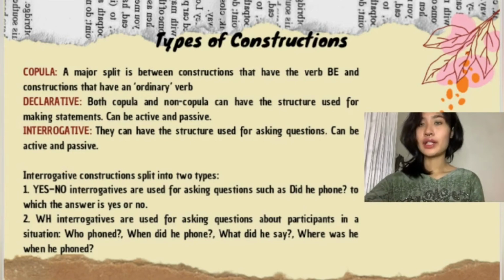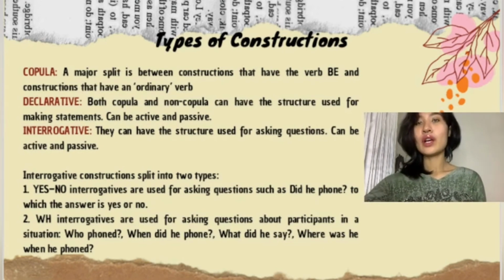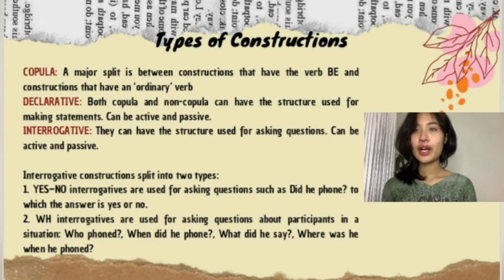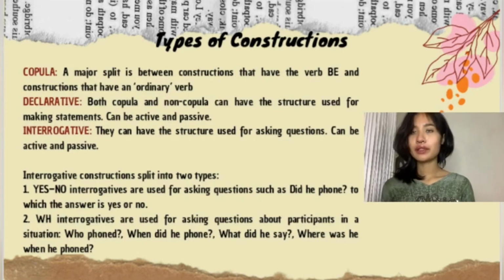Okay, so interrogative constructions are split into two types. Number one, yes and no interrogatives, are used for asking questions such as did he phone, to which the answer is either yes or no. And the second one, WH interrogatives, are used for asking questions about participants in a situation. For example, who phoned? When did he phone? What did he say? Where was he when he phoned?